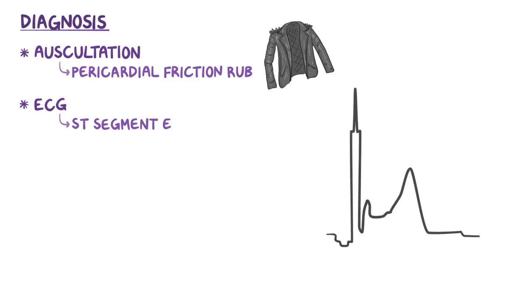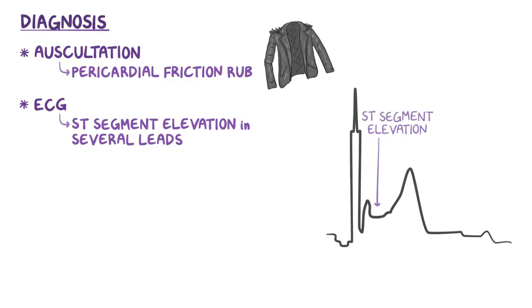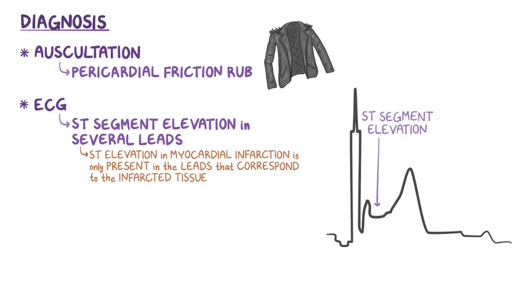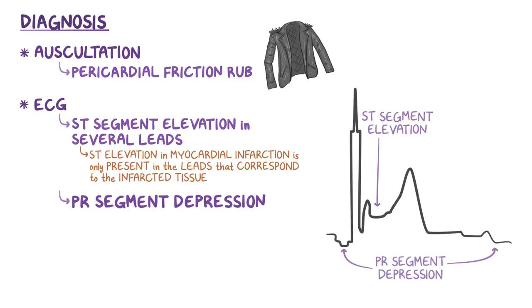Upon auscultation, there's a pericardial friction rub, which is a scratchy, grating, high-pitched rub resembling the sound of leather rubbing against leather. On ECG, there's widespread ST segment elevations in several leads, which distinguishes it from the ST elevation in myocardial infarction, which is only present in the leads that correspond to the infarcted tissue. Also, a very specific ECG finding in pericarditis is PR segment depression.